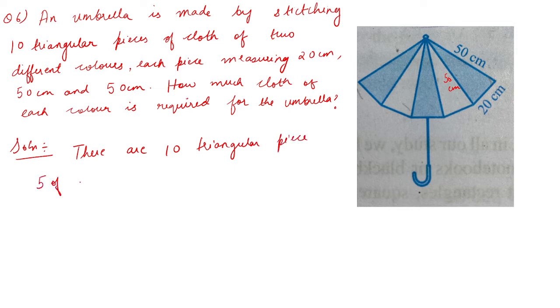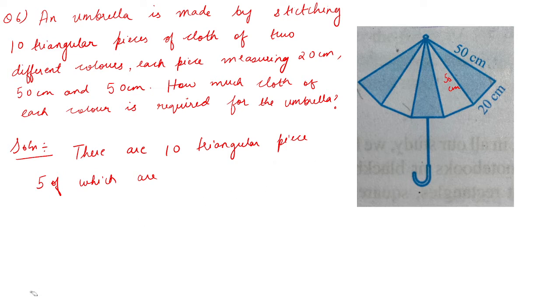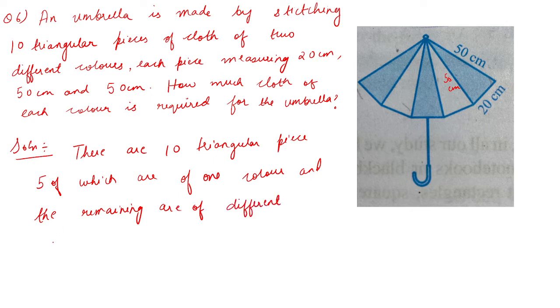5 of which are black. Can I say that? 5 of which are black. Okay, let's just be more specific. 5 of which are of one color. We don't know that color, so I'll just say that. If not, you can say this as black and white also, either way. 5 of which are of one color and the remaining 5 are of a different color.